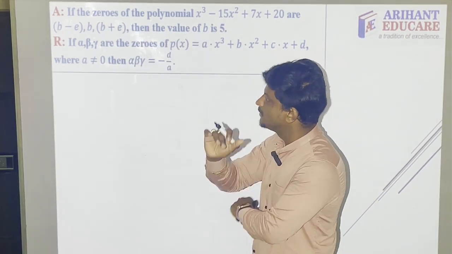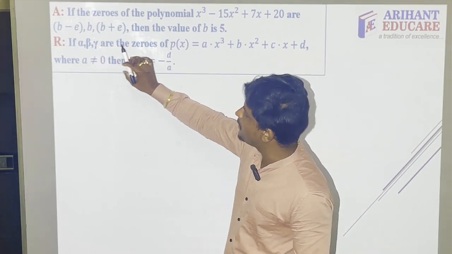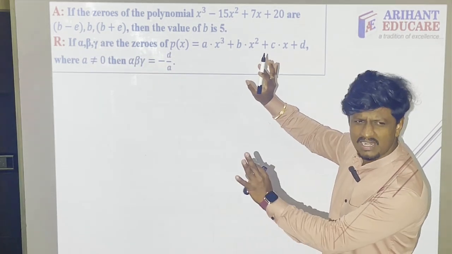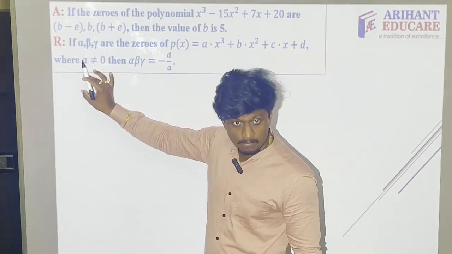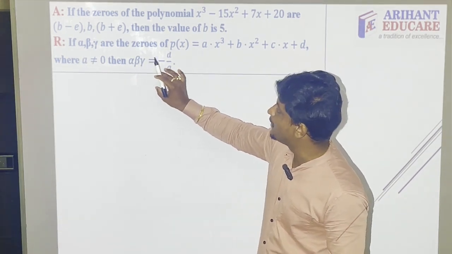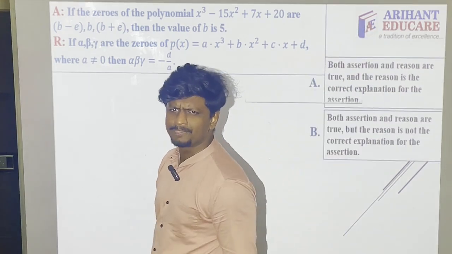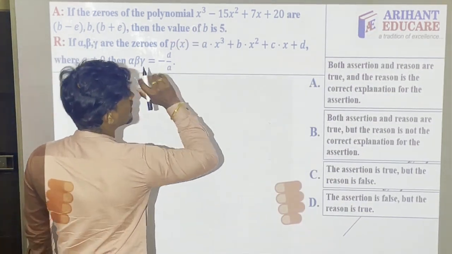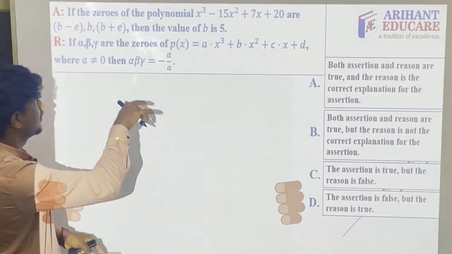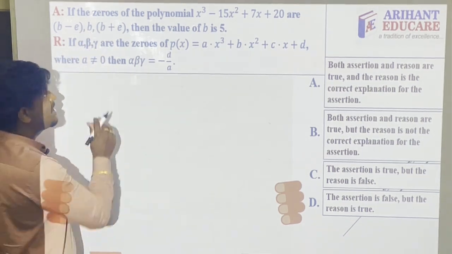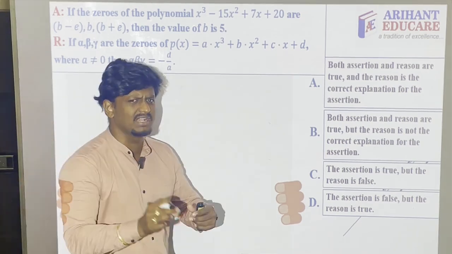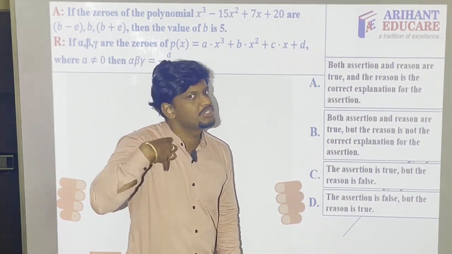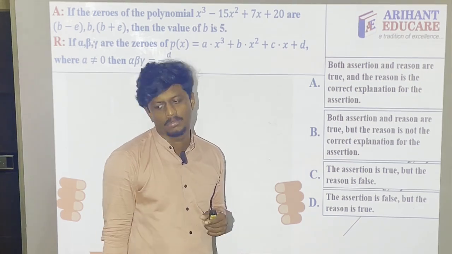Okay. If alpha, beta, gamma are the zeros of p of x equals a into x cube plus b into x square plus c into x plus d, this is the general standard form, where a definitely should not be equal to 0, then alpha beta gamma is minus d by a. Okay, let's look at the options. Guys, you know that there are three zeros. The question is saying one of the zeros is b and the value of b is 5. So can I say indirectly they are saying one zero is 5, making sense? Now, how do I check if a given number is a zero of that polynomial or not?